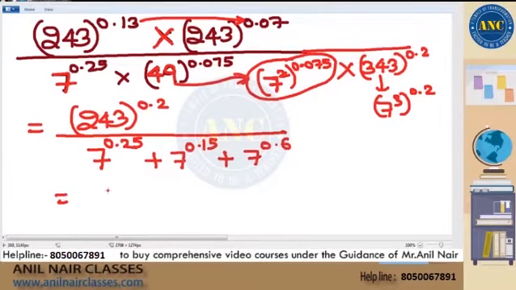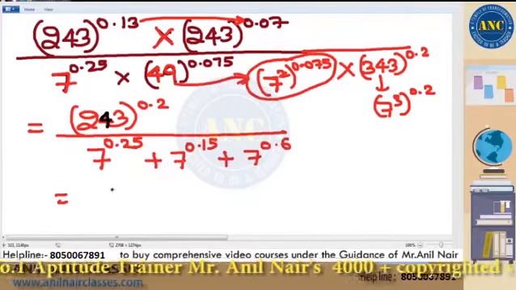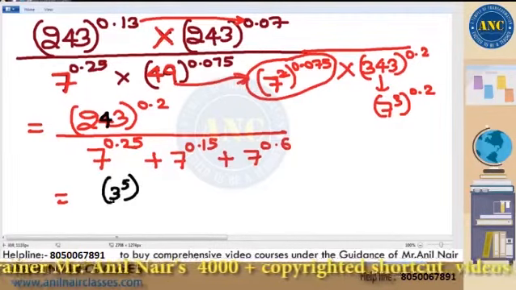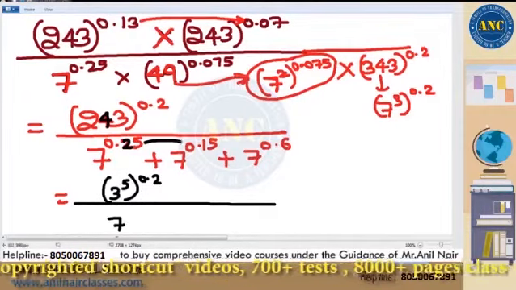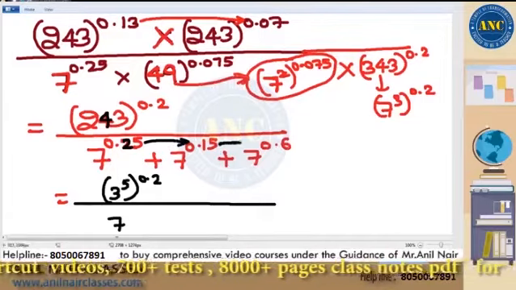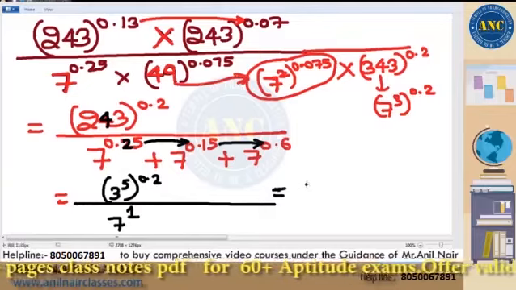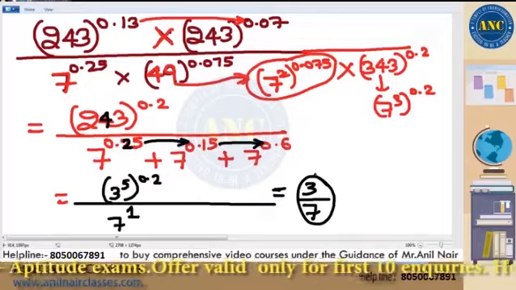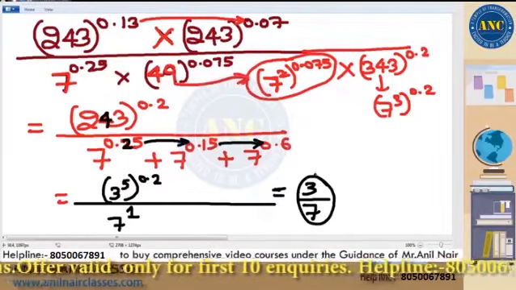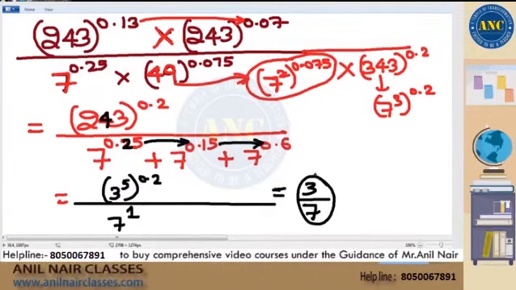Again the bases are same in the denominator. 243 is 3 power 5. So 3 power 5 whole power 0.2 divided by 7 power 0.25 plus 0.15 plus 0.6, which is 1. So it is 3 power 5 power 0.2, which is 3 power 1, divided by 7 power 1. 3 by 7 should be the answer. Answer for this question is 3 by 7.